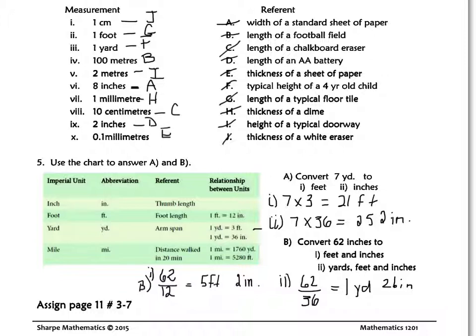But every 12 inches is a foot. So if you look at 26 inches, there are actually 2 full feet that can go into that, because 26 divided by 12 would be 2 times. So that would be 2 full feet, and 2 12s are 24, so that leaves us with a remainder of 2 inches.